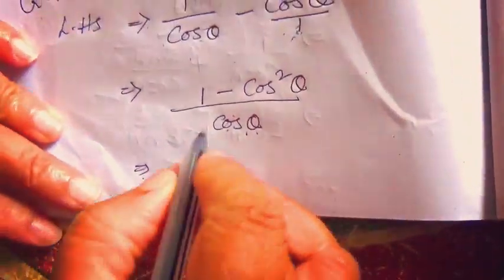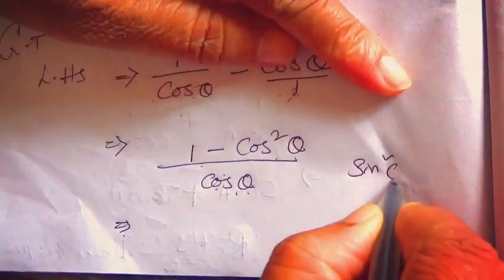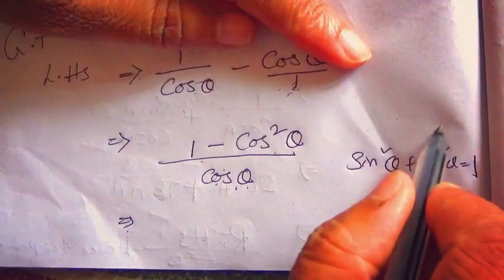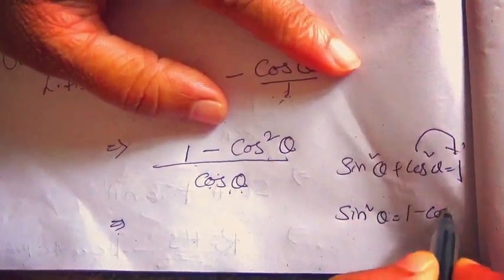That is equal to 1 minus cos square theta. Look here, sin square theta plus cos square theta is equal to 1. I just take this cos square theta to the other side: sin square theta is equal to 1 minus cos square theta.